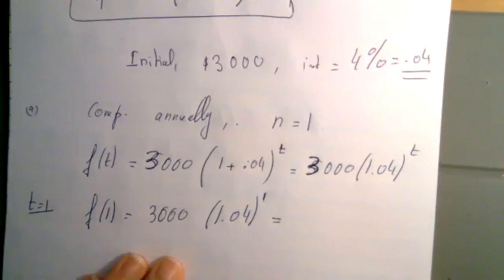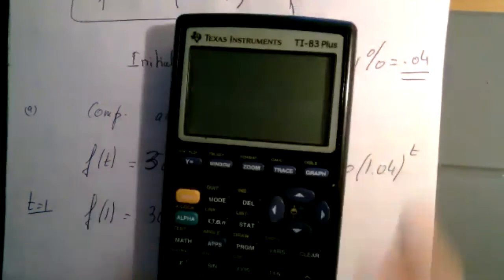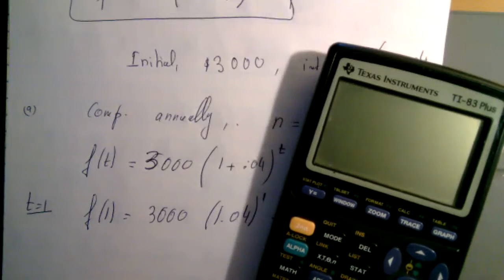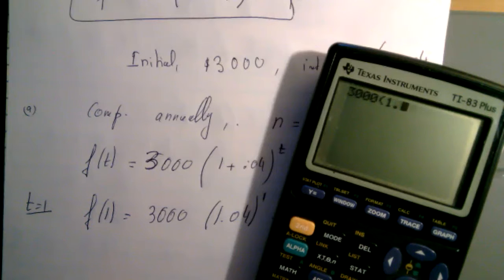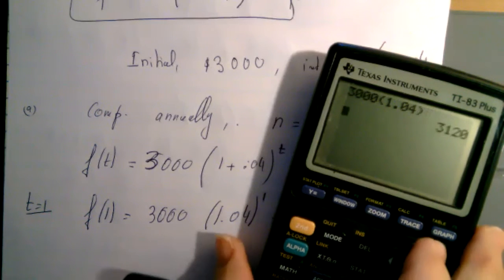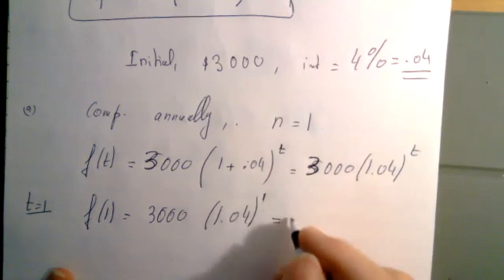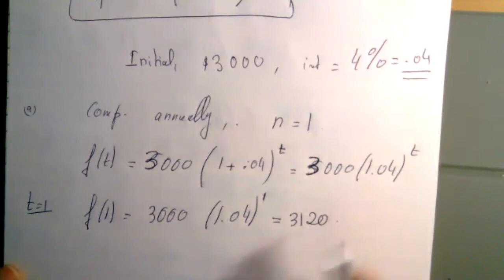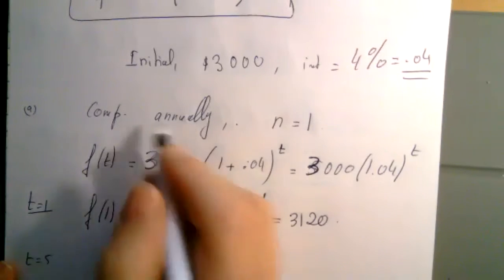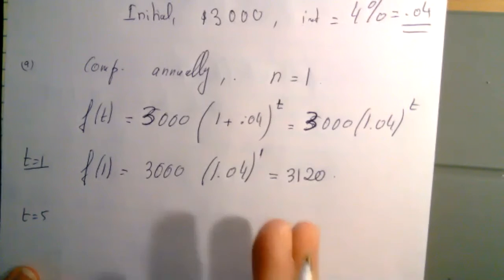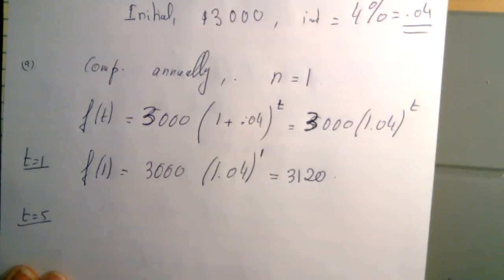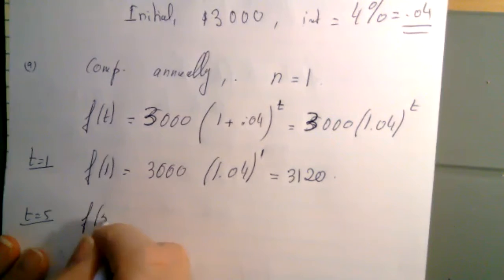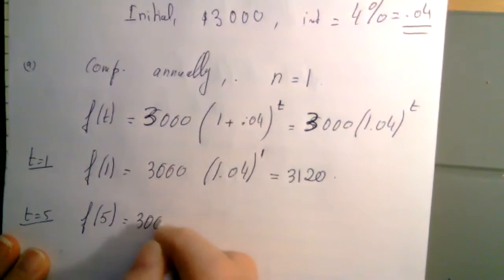This is easy to compute with your calculator. It's 3,000 times 1.04. That's it. I'm getting 3,120. After 5 years, again, I am in the same scenario. It means you're going to get your interest at the end of the year. If you run out of money and want your money in the middle of the year, you lose all the interest.